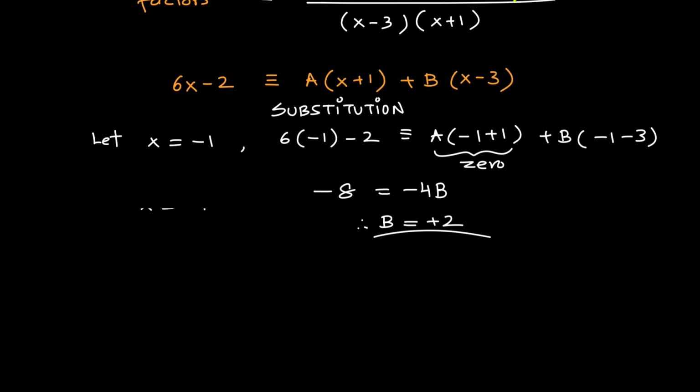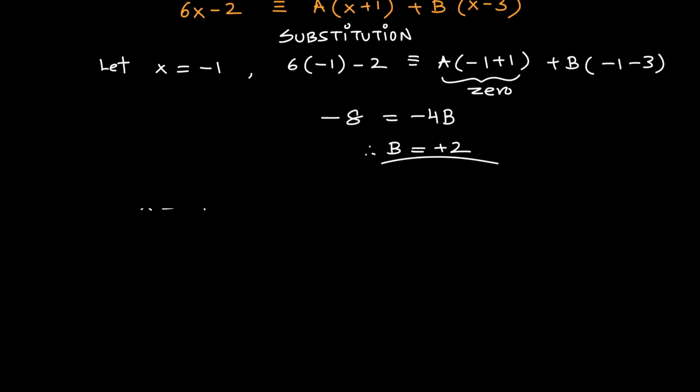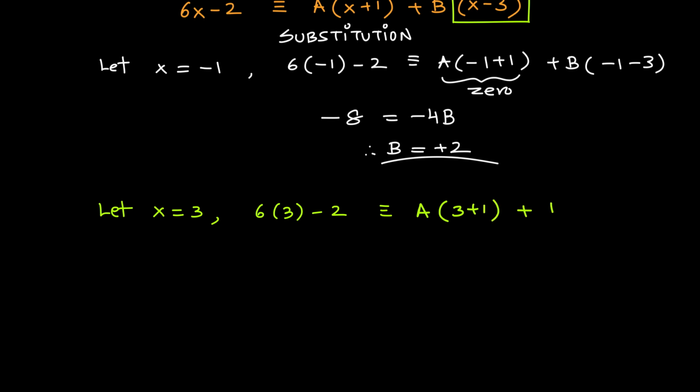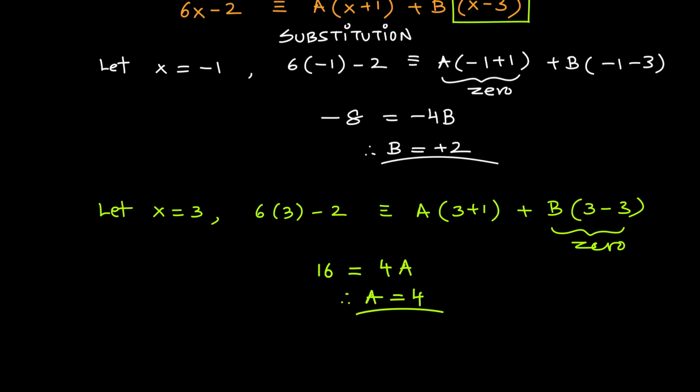Now, our focus is to find the other constant, which is A. Let x equal 3. Why am I choosing 3? Because 3 - 3 will make it 0 and B will disappear. 6 into 3 - 2 is identical to A times (3 + 1), and B times (3 - 3) thus becomes 0. So therefore 18 - 2 is 16, which equals 4A. Therefore A comes out to be 4.